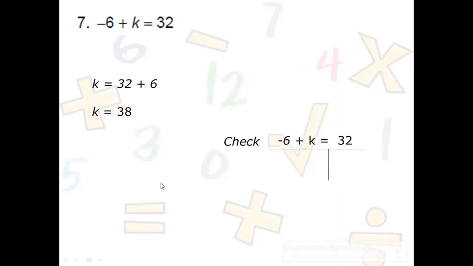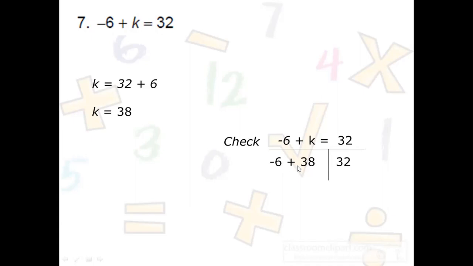Okay, let's see. Now this is again an integer one. So k equals 32 plus 6, minus 6 will become plus 6. K equals 38. So 38, if you're solving, that will give you minus 6 plus k equals 32. So we replace k with 38.